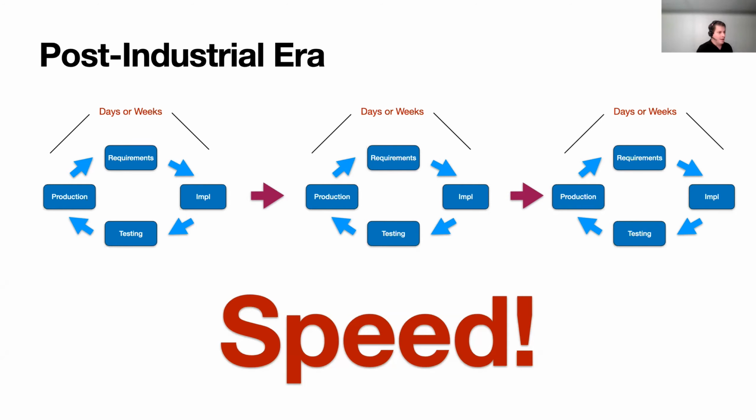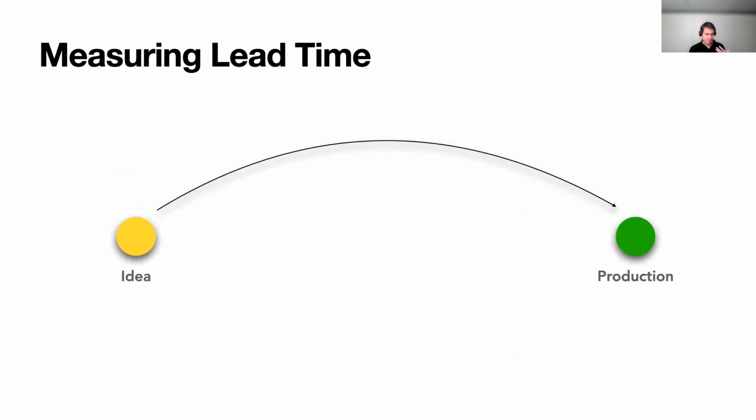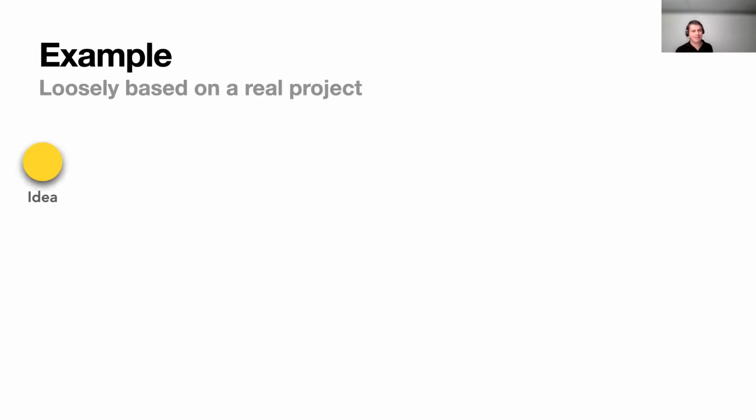So the important thing is really measuring the lead time. You have an idea and you want this idea in production. How long does it take? So I have an example loosely based on a real project. I have to change some things, but most of the things you are going to see are real.